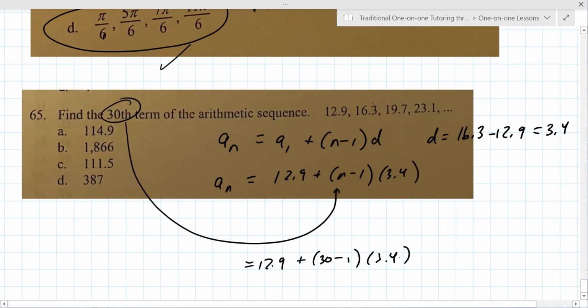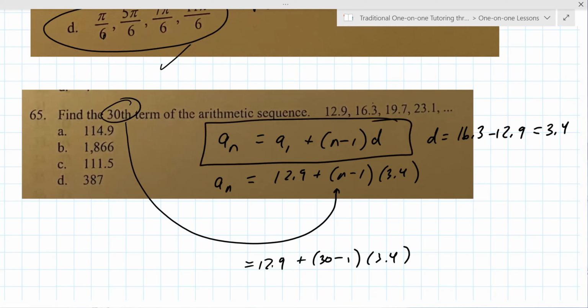I mean, this is definitely a calculator problem here. There's another shortcut, but we don't have time, but definitely get this down. This is key that you be able to do that. 66.